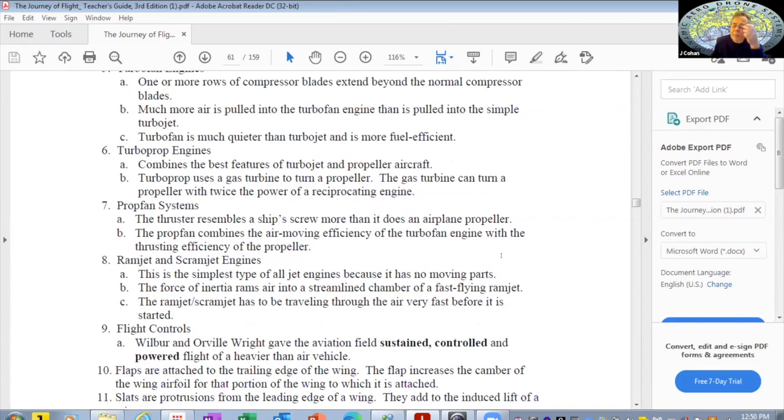Is there an example of a propfan in military or any kind of aircraft that I can relate to, current or not current? I don't have one to show you right now, and I don't remember if one is in the Journey of Flight, but it's something I can check on and get back to you, or something you can maybe Google and see what it's like.